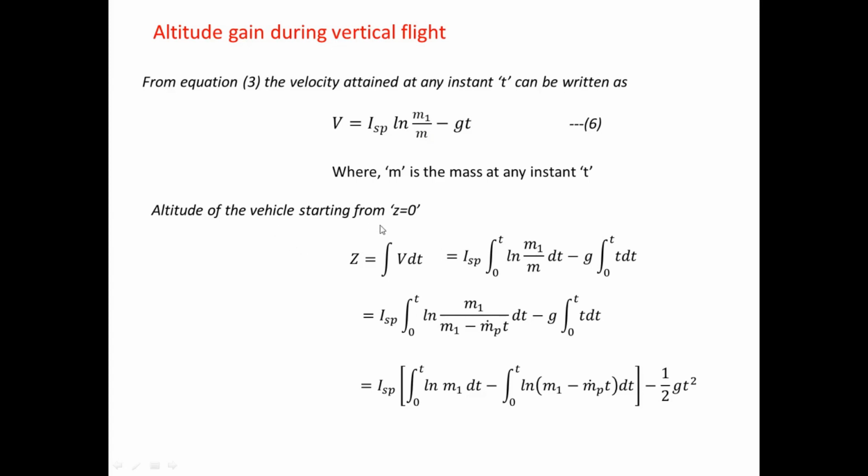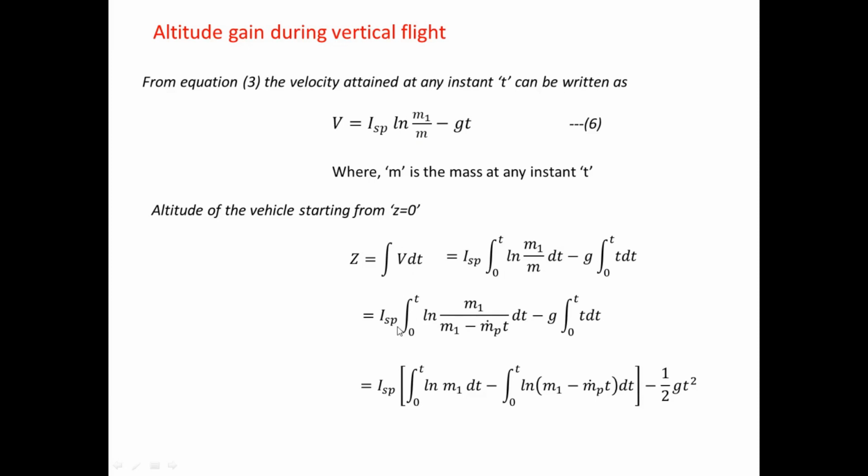So the altitude reached starting from z equal to 0: this is the expression for v. So the integral of v into dt will give the altitude. Velocity into time, the total integral will give this. So Isp into the first term, integral 0 to t of ln m1 by m dt, minus g into integral 0 to t, because time is going to change from 0 to t.